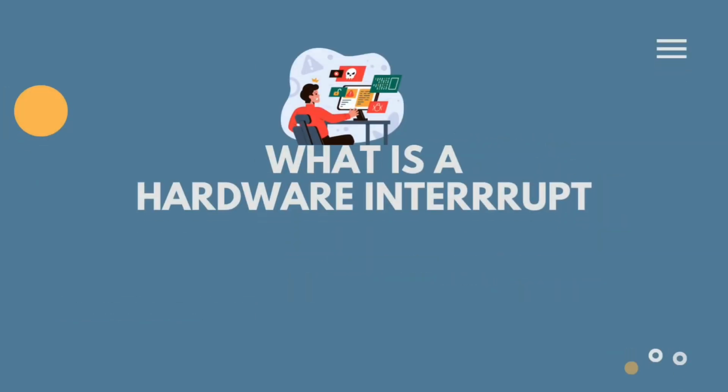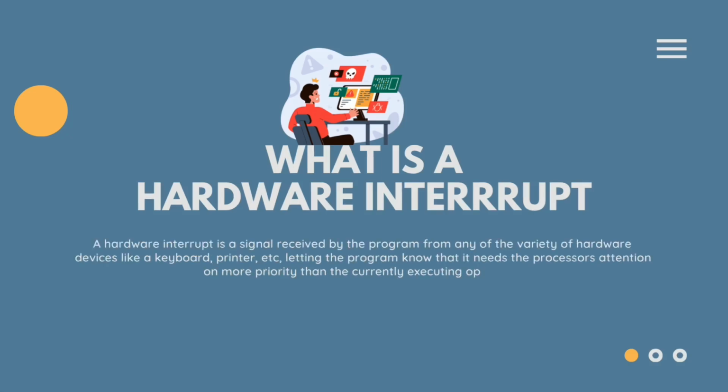Well, first of all, what is a hardware interrupt? A hardware interrupt is a signal received by the program from any of a variety of hardware devices, like a keyboard, printer, etc., letting the program know that it needs the processor's attention at a higher priority than the currently executing operation. The interrupt does this without waiting for the current program to finish. It is unconditional and immediate, which is why it is called an interrupt. It interrupts the current action of the processor.